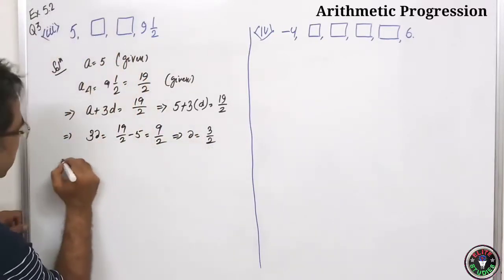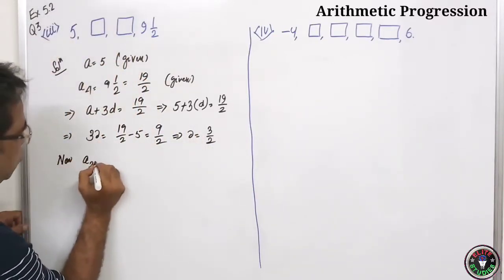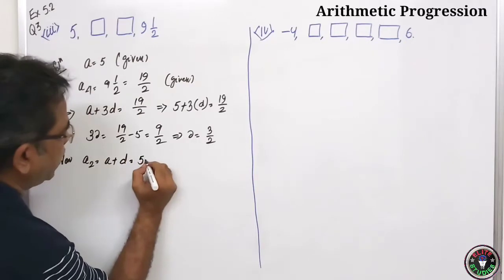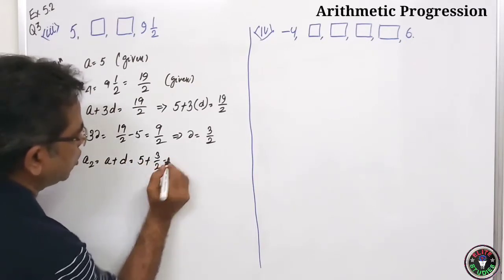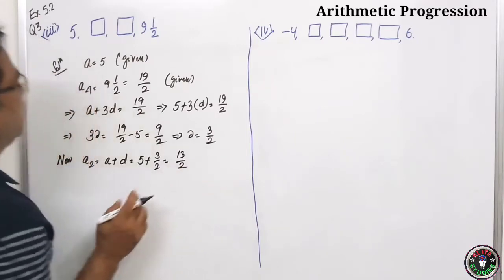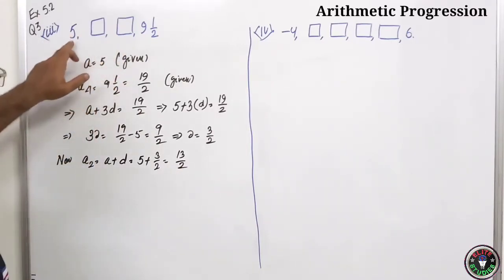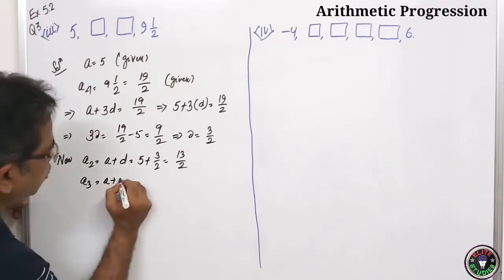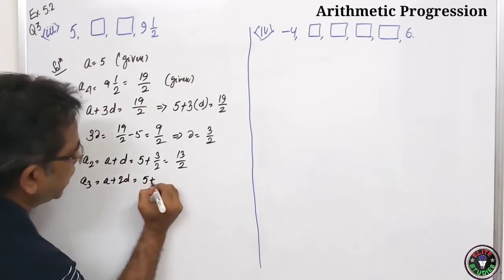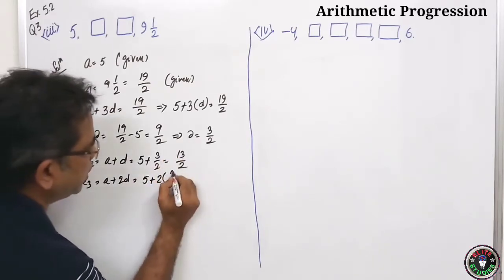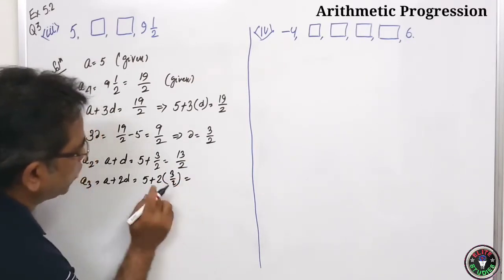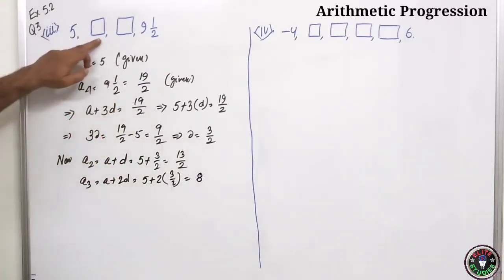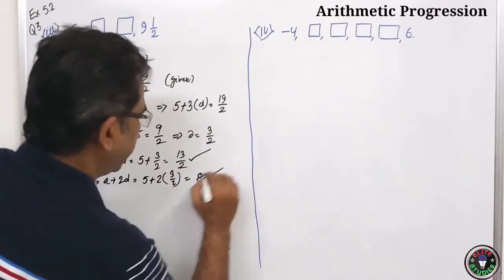So what is A2? A2 is equal to A plus (2 minus 1)D, which means A plus D. A is 5, plus D is 3 by 2, so 2 times 5 is 10, it is 13 by 2. And A3 will be equal to A plus (3 minus 1)D, which means 2D. So it will be 5 plus 2 into 3 by 2, the 2 cancels, 5 plus 3 is 8. So here we got 13 by 2 and here we got 8.